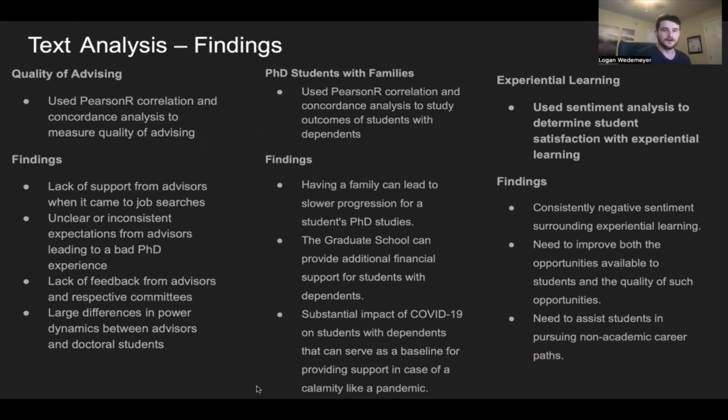All right, so in order to understand the quality of advising, we used Pearson-R correlation analysis and concordance analysis. And we found a lack of support from advisors during student job searches, unclear expectations from advisors in general, a general lack of feedback from advisors, and notable issues with power dynamics between students and faculty.